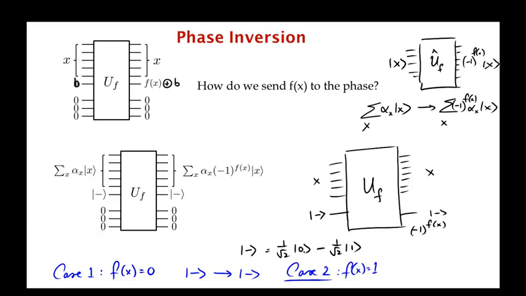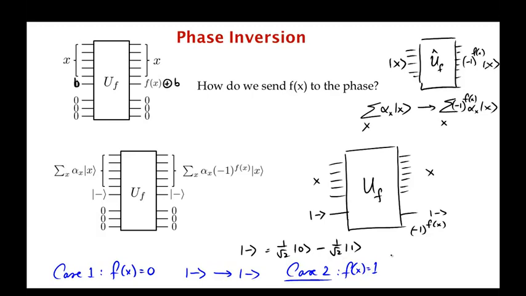Minus was 1 over square root 2 0 minus 1 over square root 2 1. Okay, now let's look at case 2. F of x is 1. It toggles the answer bit. So if the answer bit was 0, it gets mapped to 1. If it's 1, it gets mapped to 0. So what does minus go to?